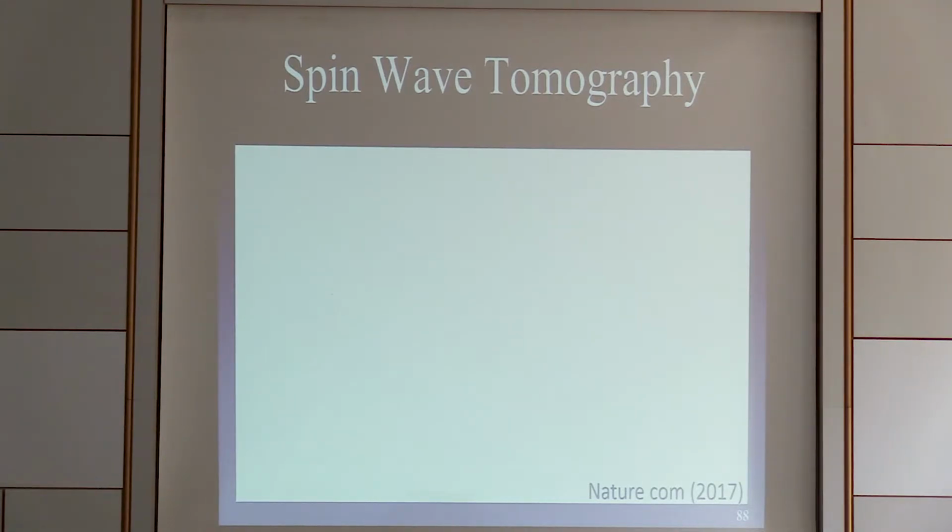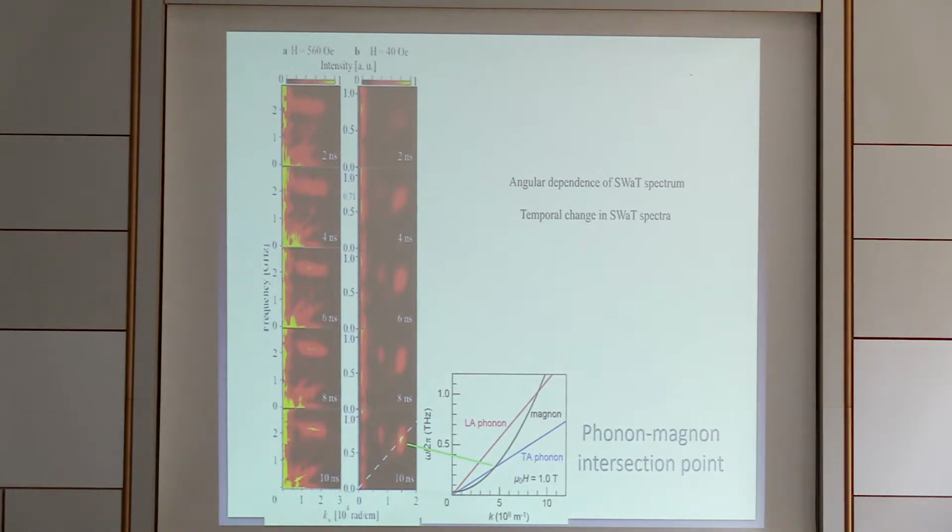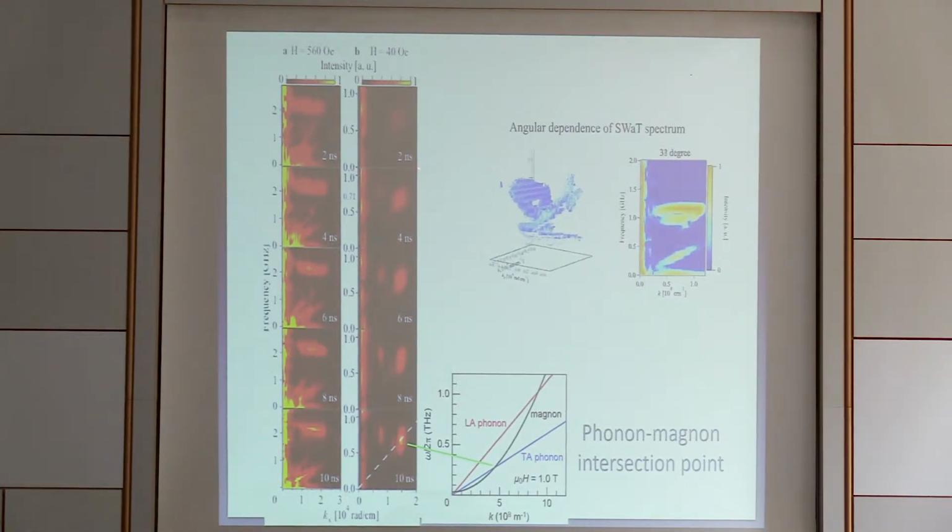Okay. So this is angular dependence. You can see spin waves here, here, here, here. This is basically the Damon-Eshbach mode and the volume mode, and these are phonons. The Damon-Eshbach mode is consistent with the calculation of the magnetostatic wave calculation. Okay, so these are spin waves. And this is the temporal evolution data, time-resolved data, from 2 nanoseconds to 10 nanoseconds.